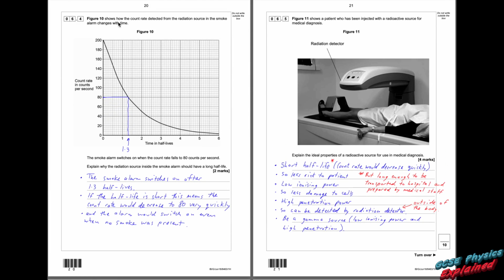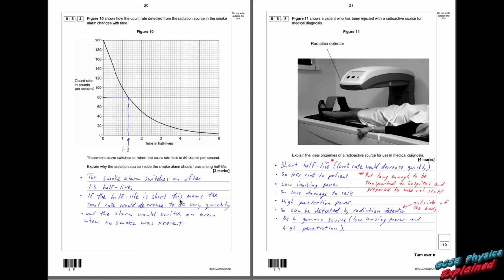Part 4. Figure 10 shows how the count rate detected from the radiation source in the smoke alarm changes with time. The smoke alarm switches on when the count rate falls to 80 counts per second. So there's the counts once it's gone down to 80, which is 1.3 half-lives, the alarm is going to come on. Explain why the radiation source inside the smoke alarm should have a long half-life. So the smoke alarm switches on after 1.3 half-lives as identified by the graph. Remember, if they give you some information, make sure you use it.